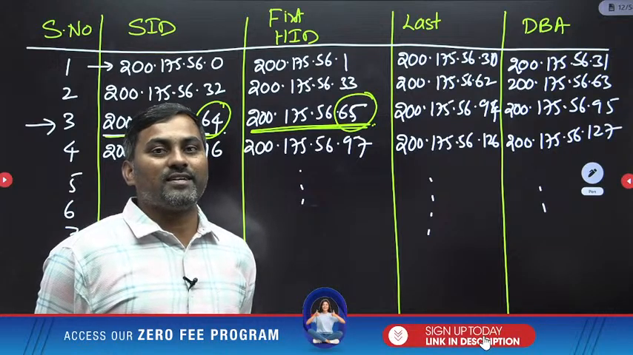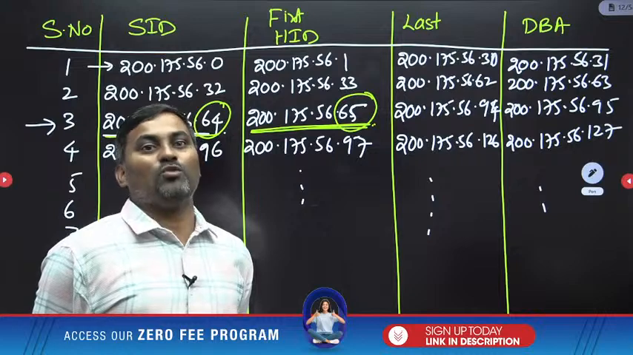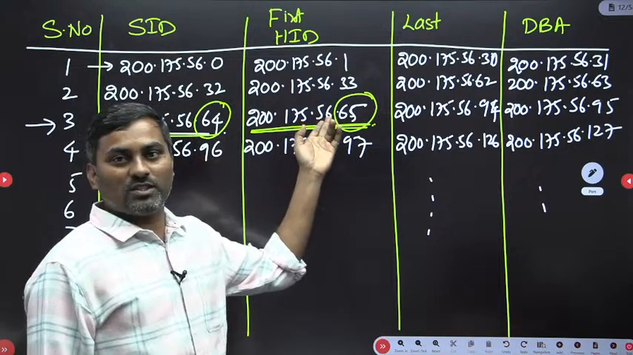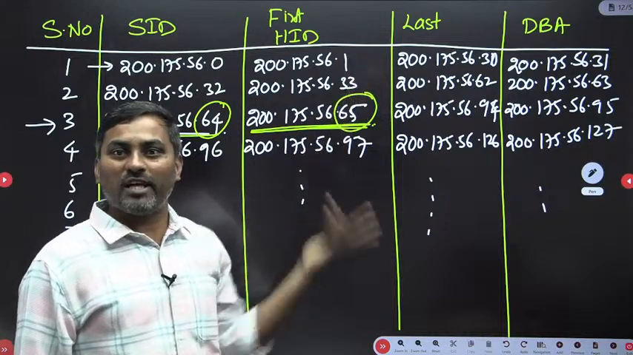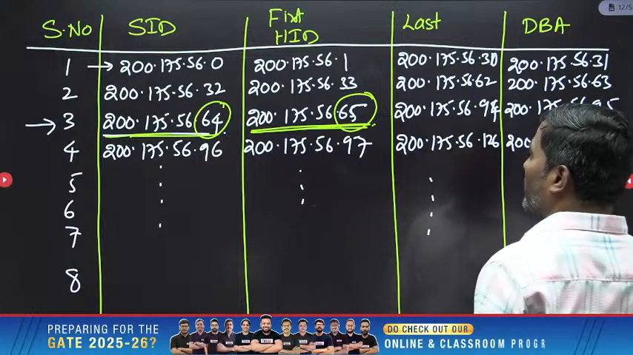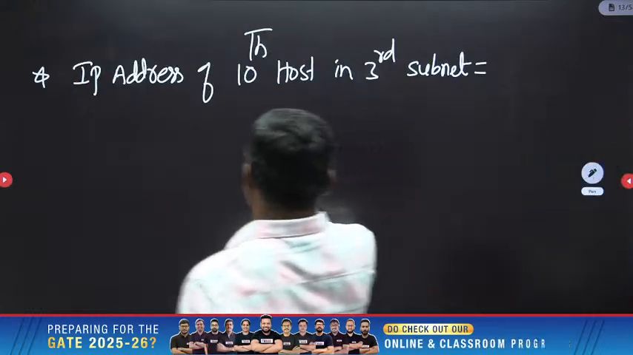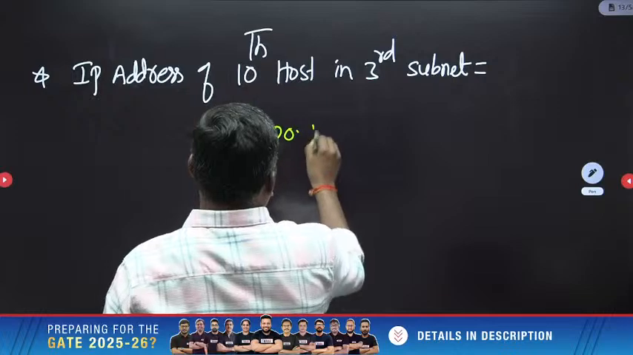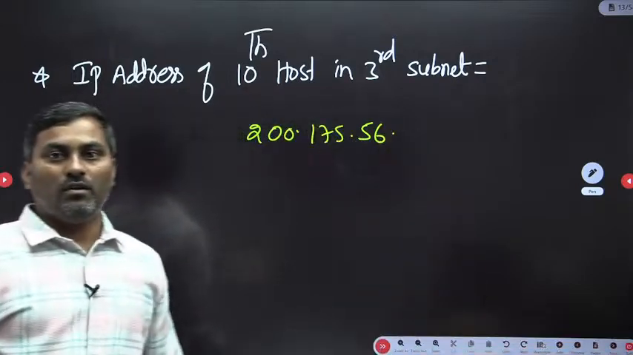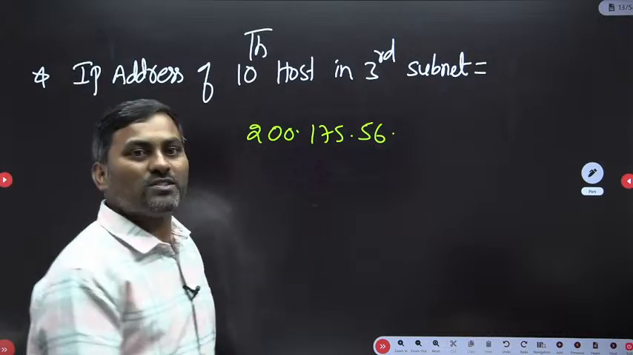The IP address of the 10th host. First host 65, second host, like that it keeps going, or not. 10th host is what? 10th host will be what? 74? Are you sure? 200.175.56, so 64 plus 10. Yes, very good.